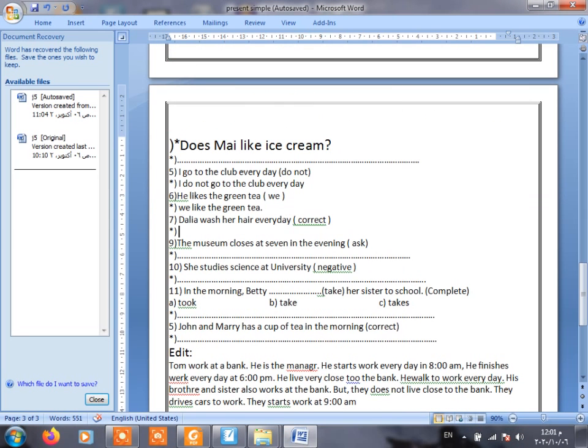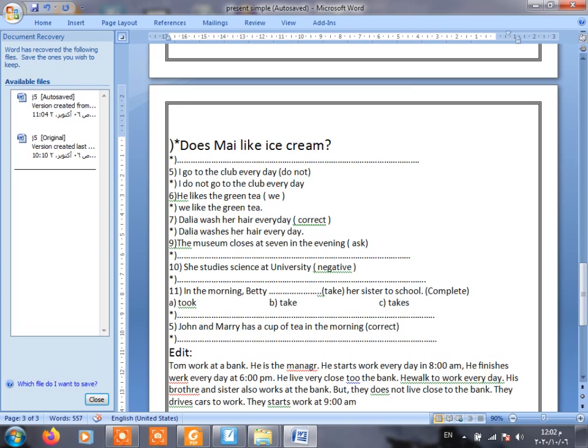Number 7. Dalia wash her hair every day. So correct it. Dalia is singular or plural? It's singular. So we add es, because the verb ends with sh. Dalia what? Wash? No, washes. So I'll add es because it ends with sh. So Dalia washes her hair every day. That's the sentence.